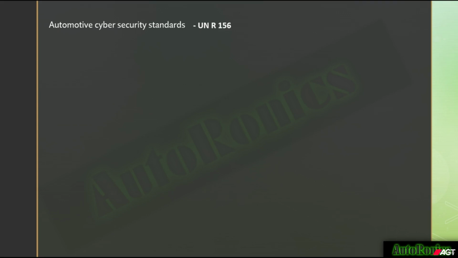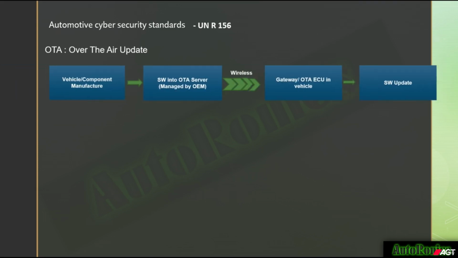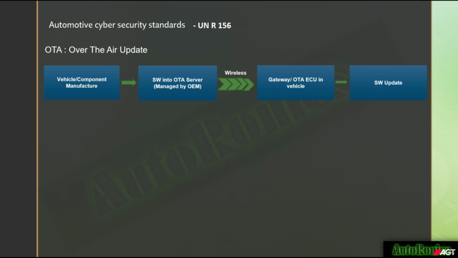Basically, this is also along similar lines to UNR 155, but with slight changes. This standard is specifically for the over-the-air update. We would have already heard the term OTA, but I would like to touch upon what it is. Basically, OTA arrived in such a way that the update in the component happens via a wireless interface.